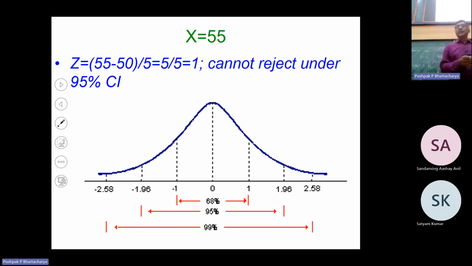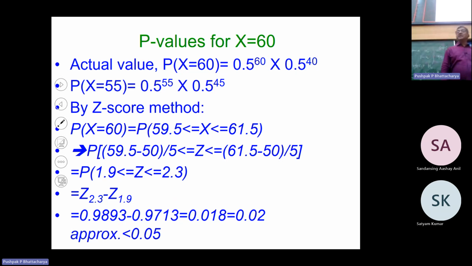Fine. Now let us see the p-value for x equal to 60. The actual value of the probability of the observation is 0.5 to the power 60 into 0.5 to the power 40. Let's look at what the z-score method gives me. Probability of x equal to 60 is the probability that x is between 59.5 and 60.5.